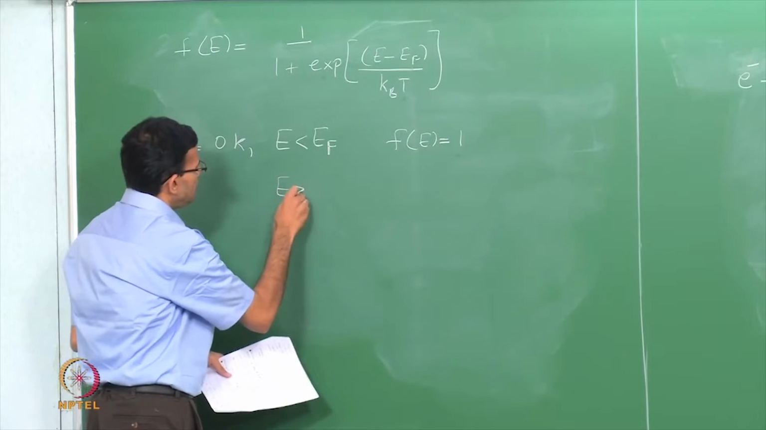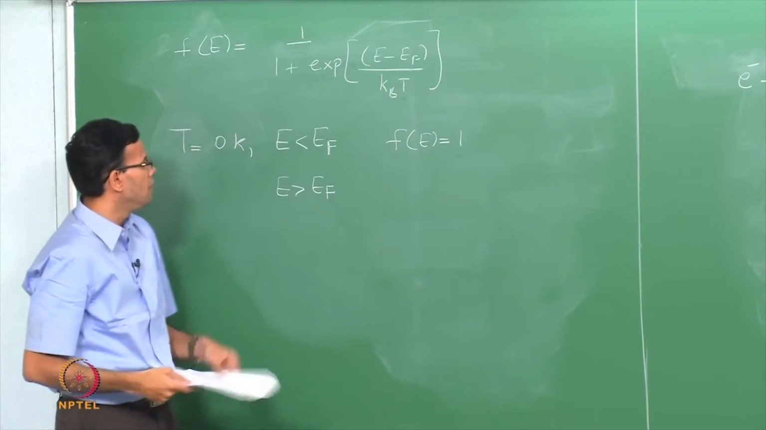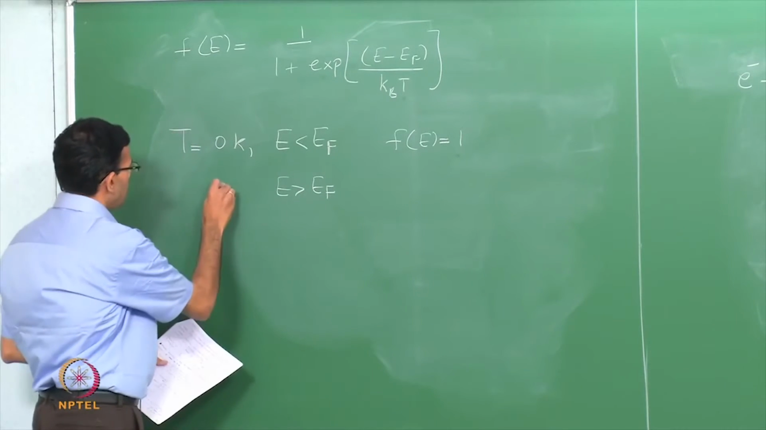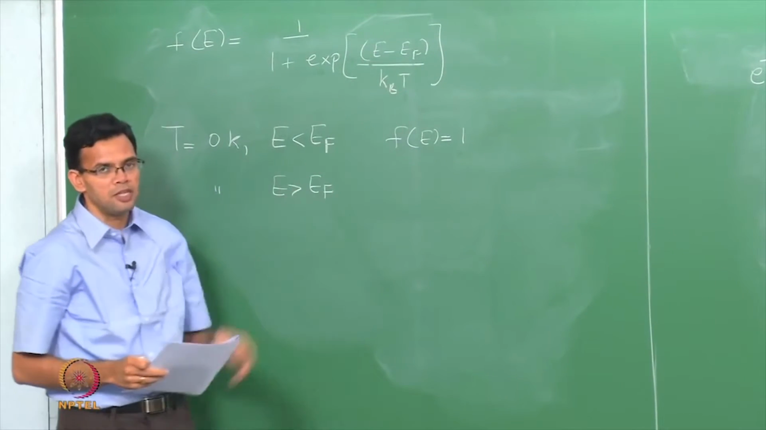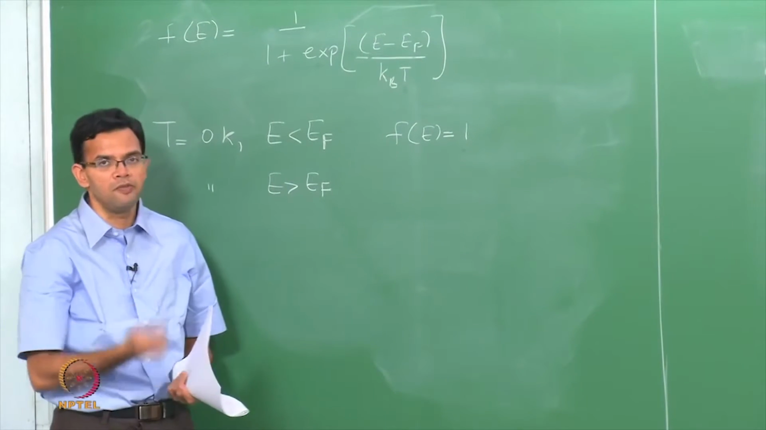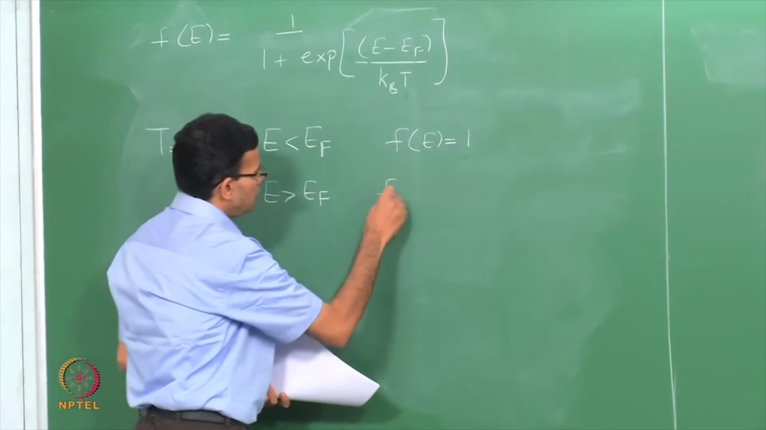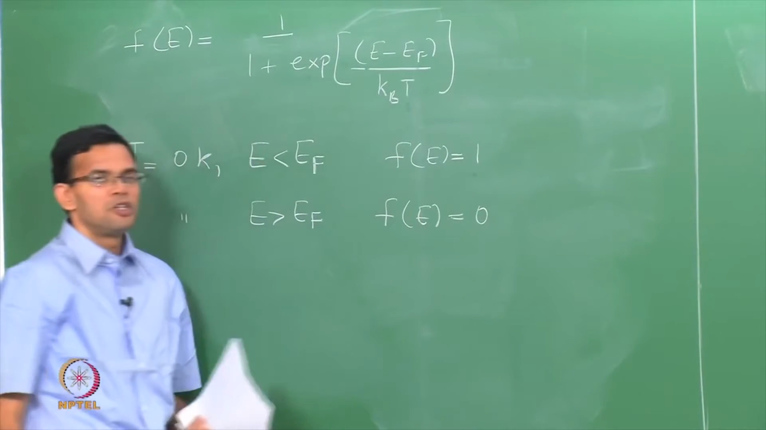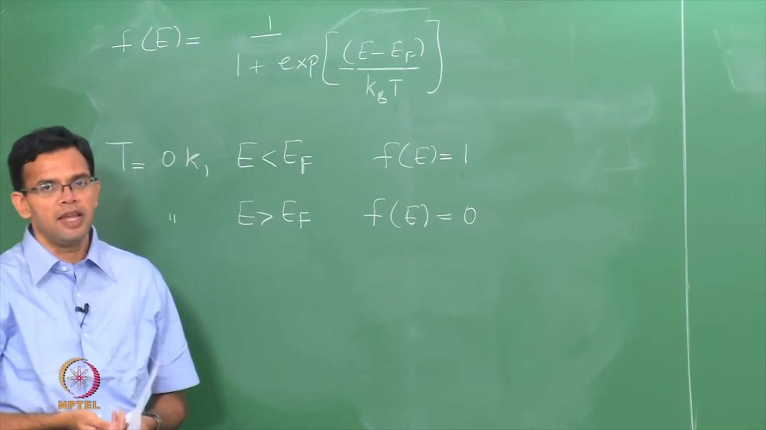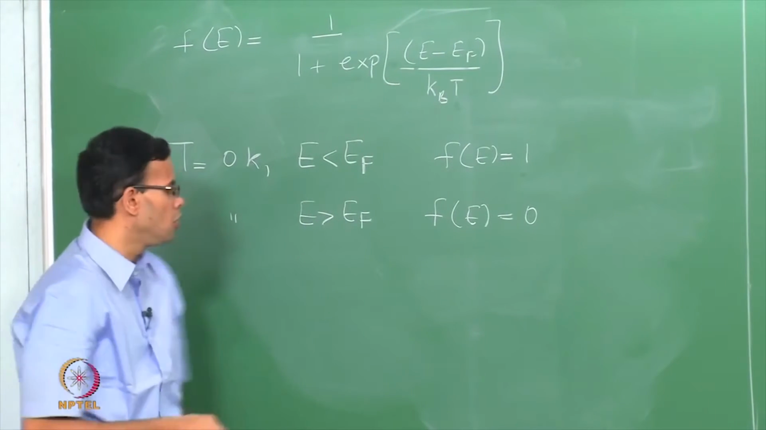If your energy is greater than the Fermi energy EF, again your temperature is 0 Kelvin. So, this is a positive number divided by 0, which is exponential of infinity, which is again infinity, and 1 over infinity is 0. So, all the states above the Fermi energy are unoccupied. So, the occupation probability is 0.